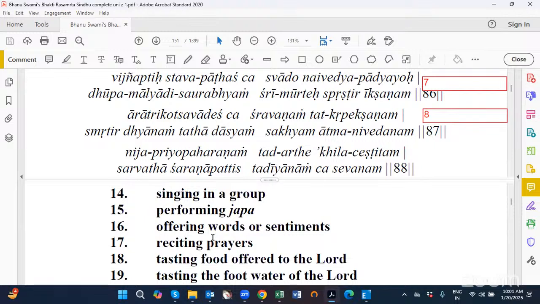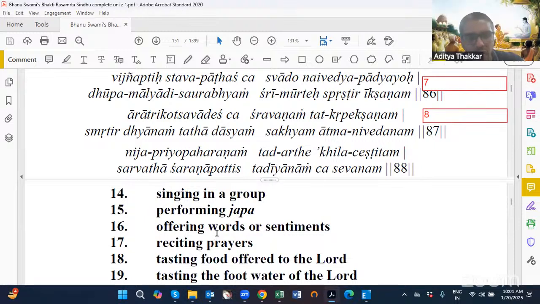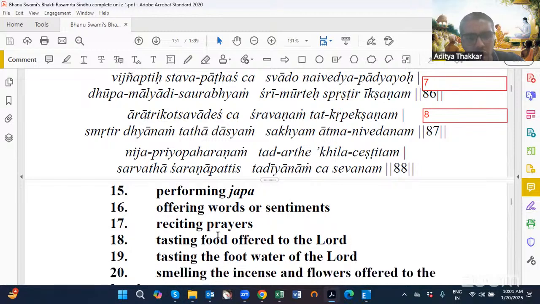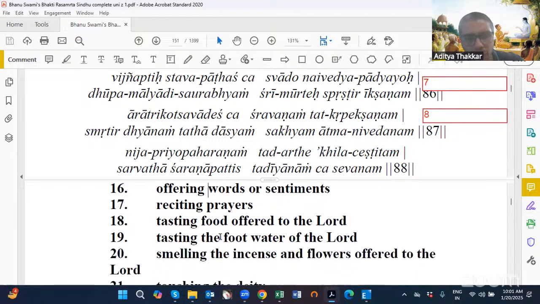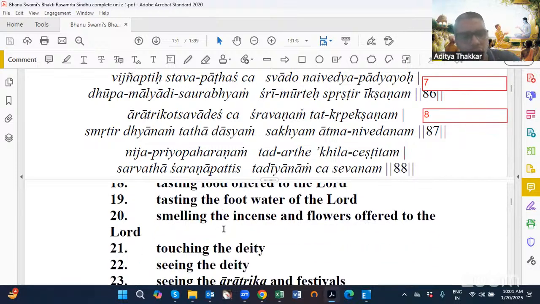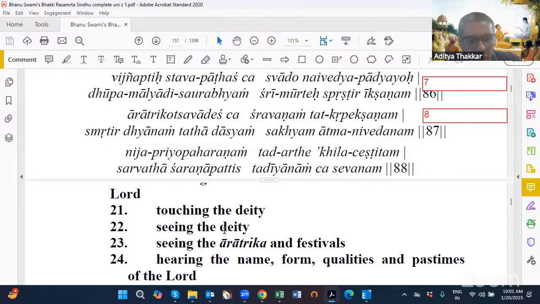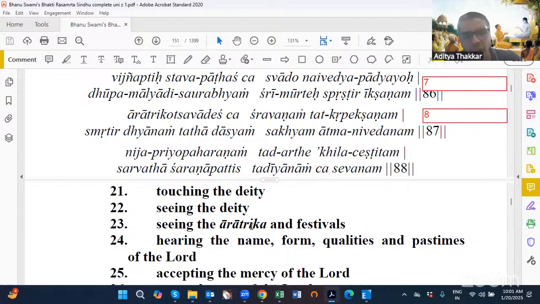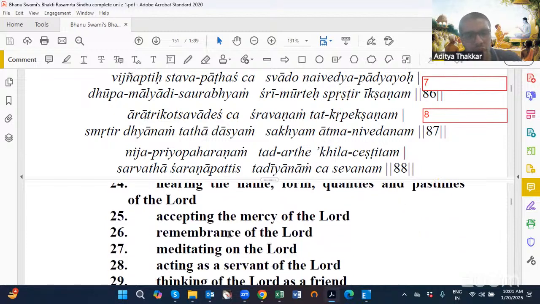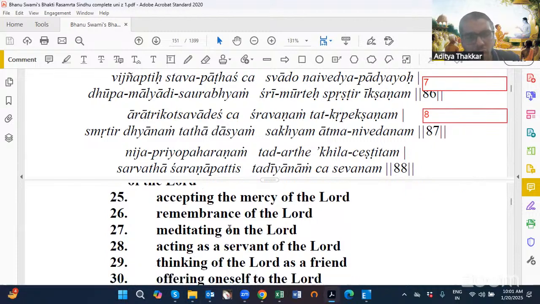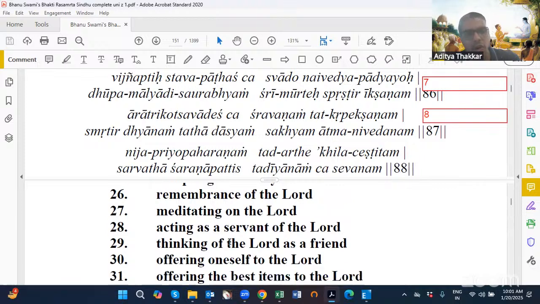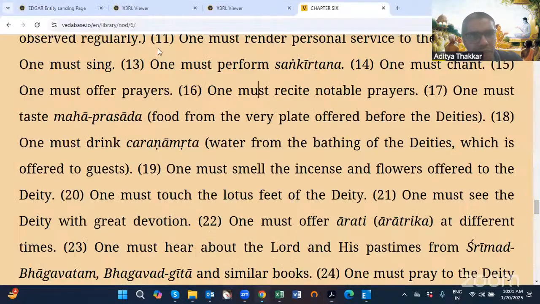Number 15, offering words of sentiment. 16, reciting prayers. 17, tasting food offered to the Lord. 18, tasting the foot water of the Lord. 19, smelling the incense and flowers offered to the Lord. 20, touching the deity. 21, seeing the deity. 22, seeing the Aratrika and festivals. 23, hearing the name, form, qualities, and pastimes of the Lord. 24, accepting the mercy of the Lord. 25, remembrance of the Lord. 26, meditating on the Lord. 27, acting as a servant of the Lord. 28, thinking of the Lord as a friend. And 29, offering oneself to the Lord. Hare Krishna.